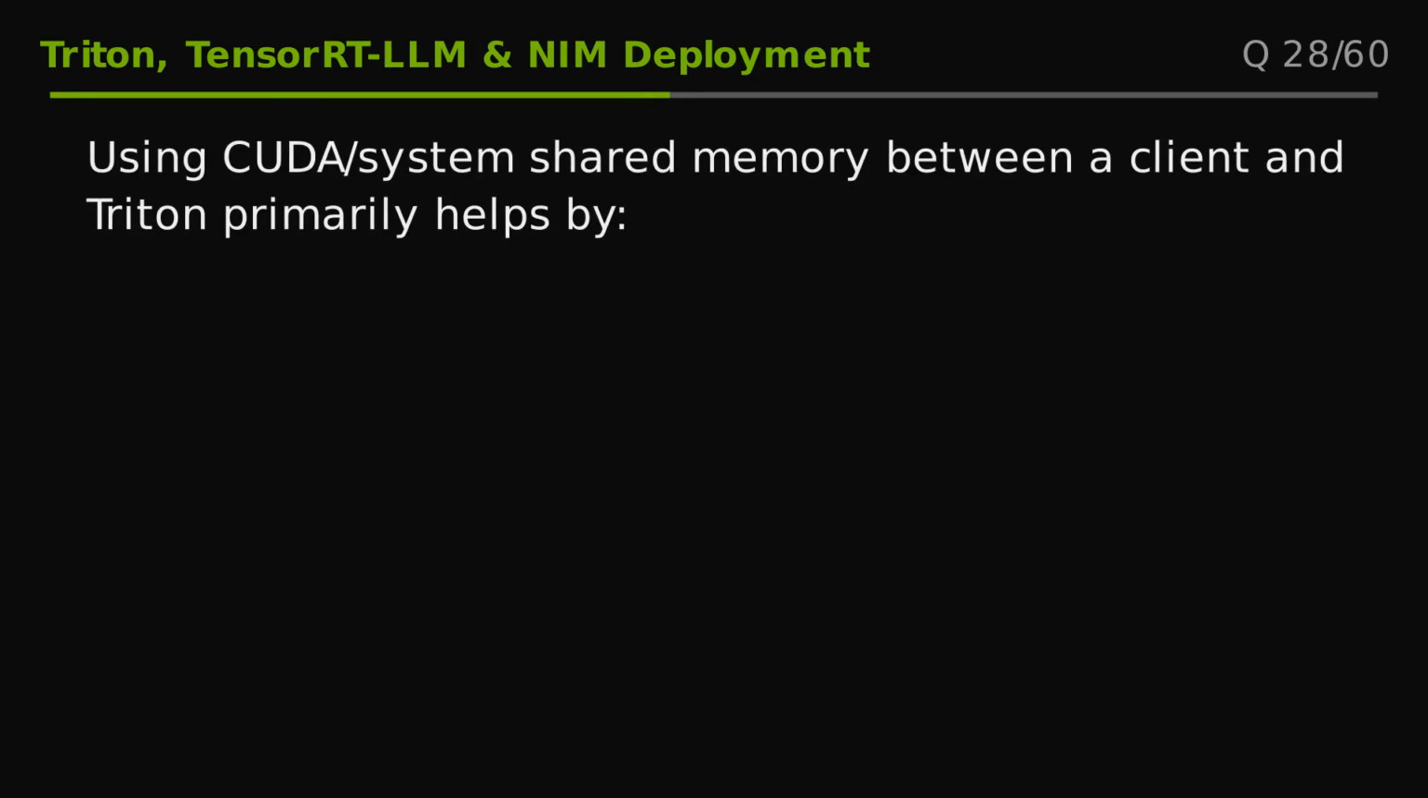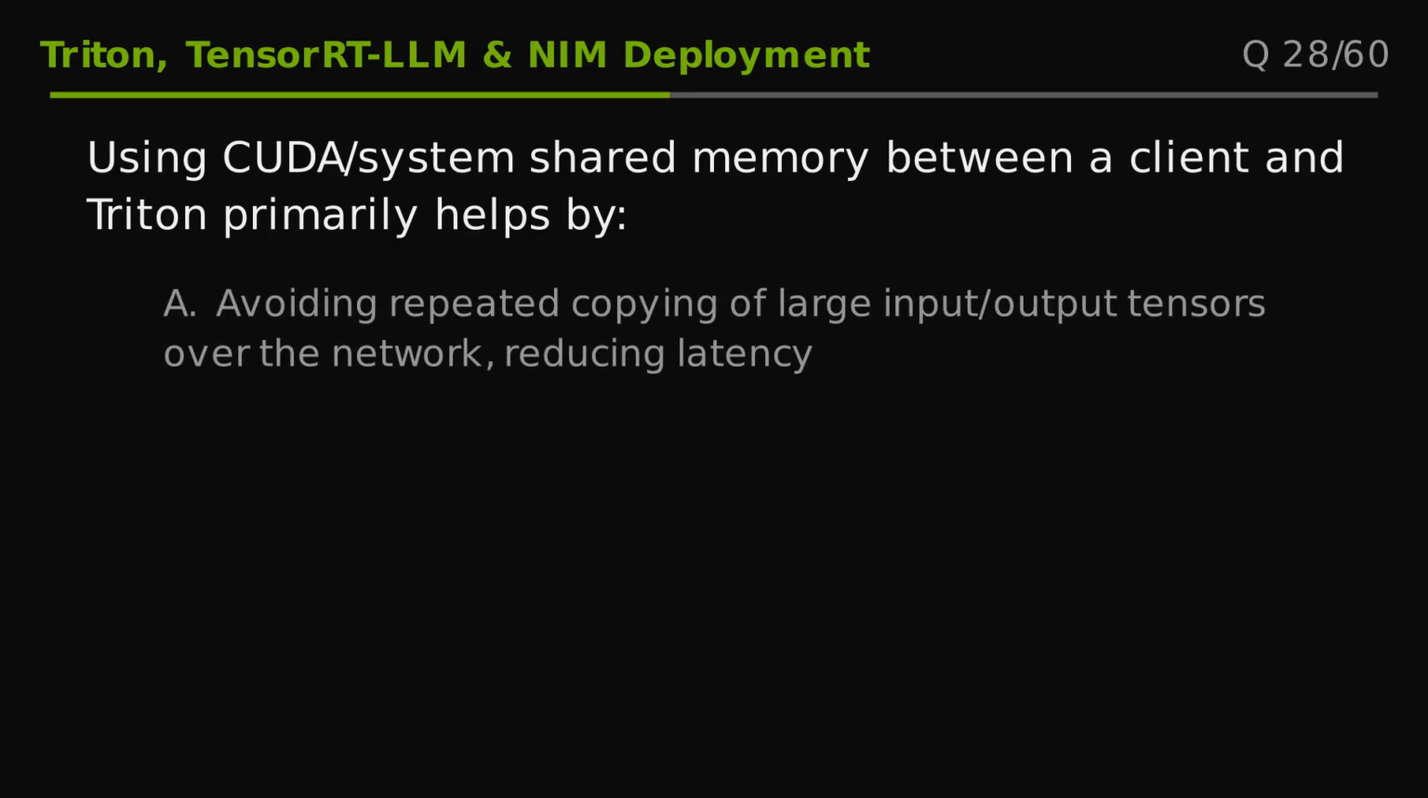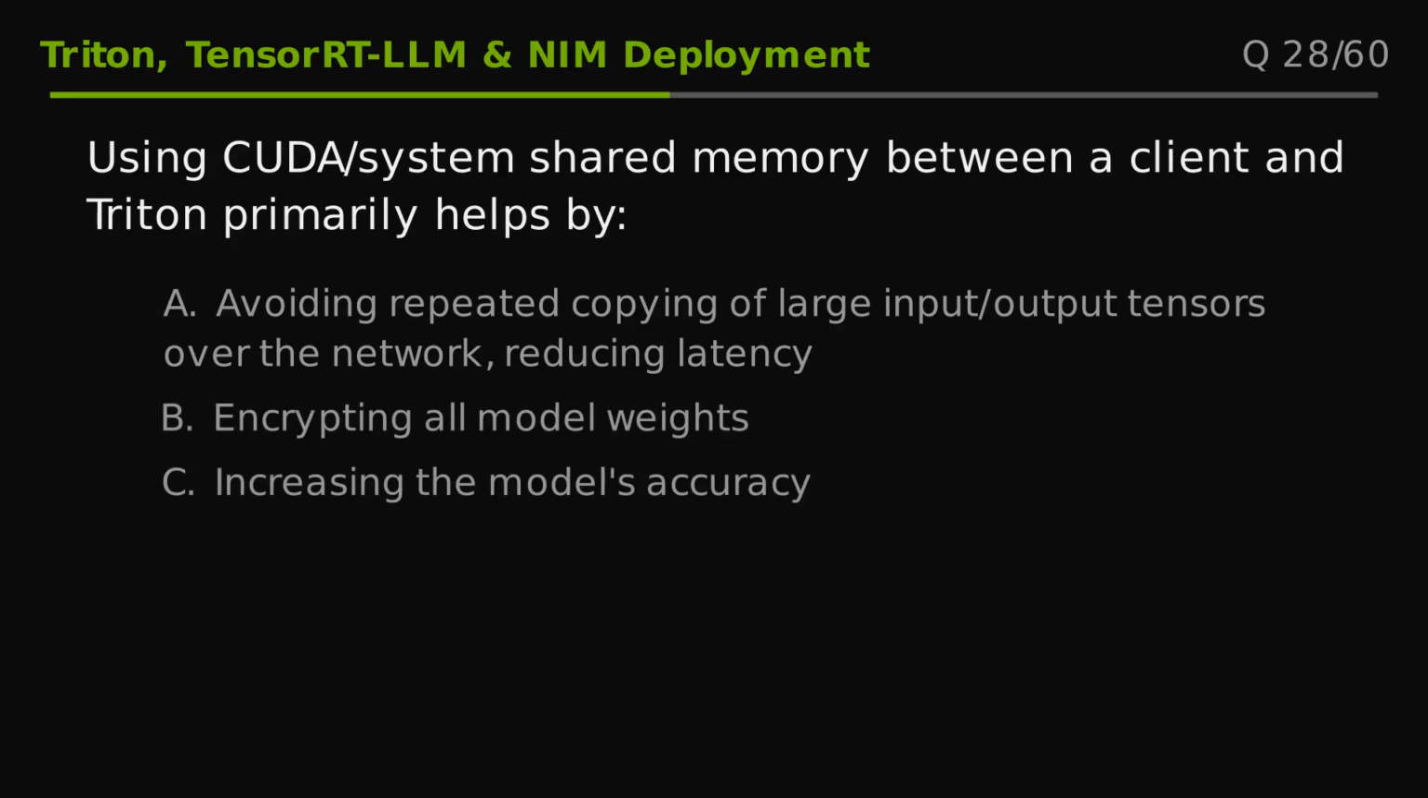Question 28. Using CUDA or system shared memory between a client and Triton primarily helps by Option A. Avoiding repeated copying of large input and output tensors over the network, reducing latency. Option B. Encrypting all model weights. Option C. Increasing the model's accuracy. Option D. Eliminating the need for a GPU.